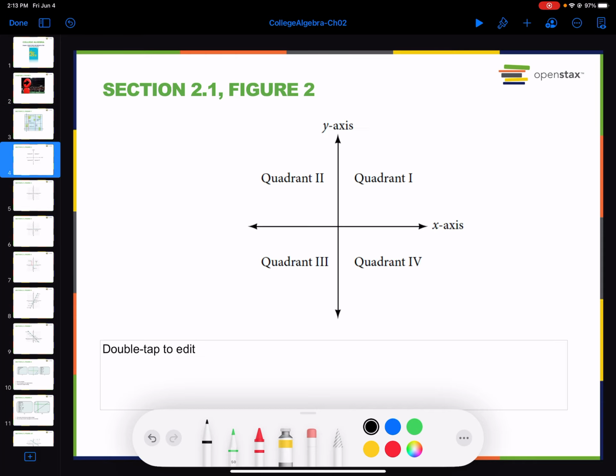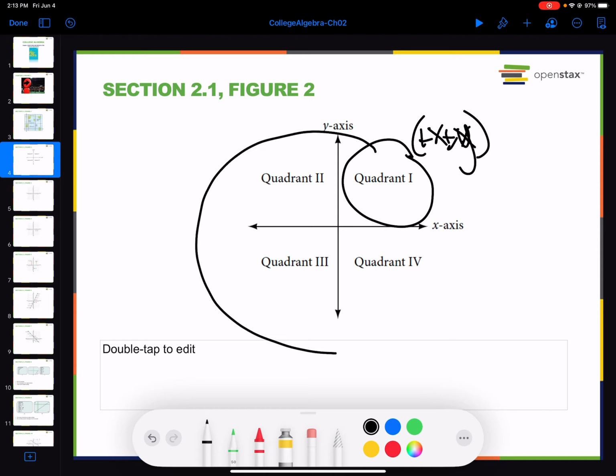The coordinate system is broken up into four quadrants. The first is where x and y are positive. The second, and it goes counterclockwise, is going to be where you've got negative x values and positive y values. The third is where you have negative x values and negative y values. And the fourth is where you have positive x values and negative y values.